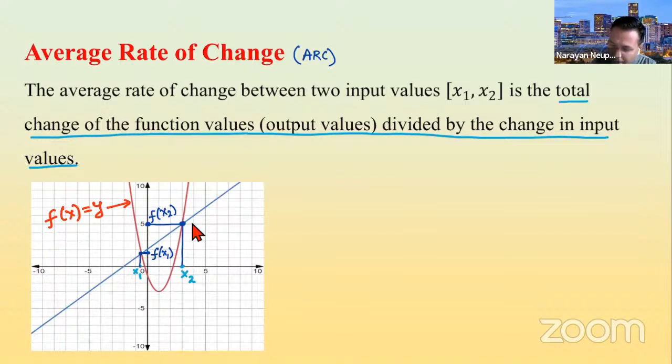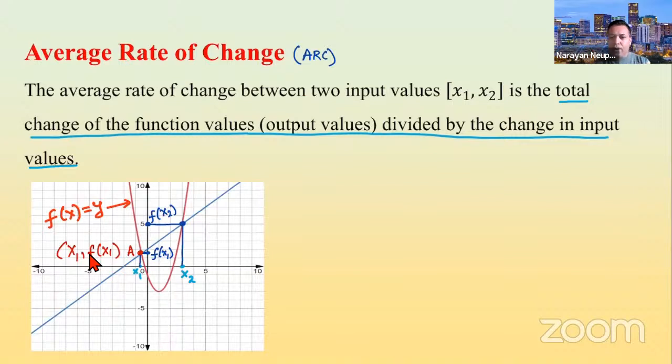If I want to label this point A on the graph, you know that the point is x comma y. Here, x is x1, y is f of x1. So this point will be x1 comma f of x1.